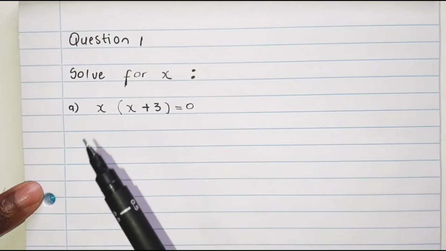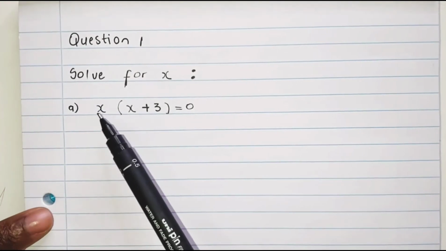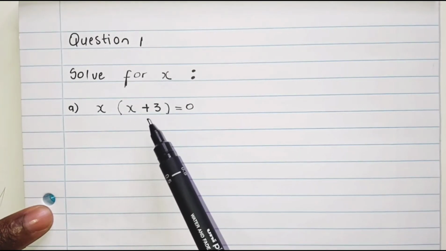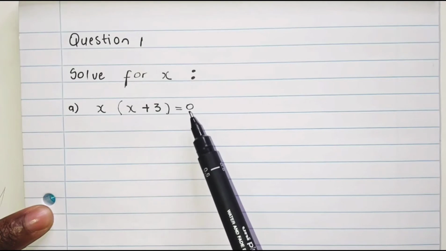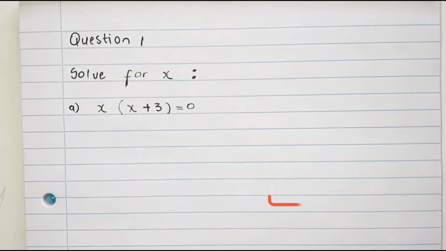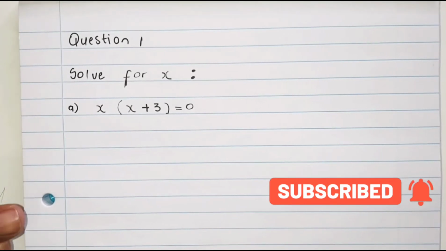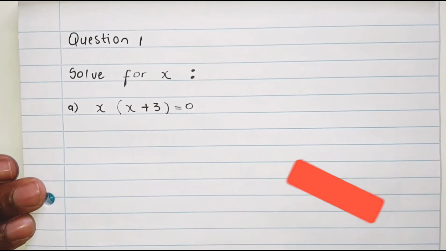So we have x, open bracket, 2x plus 3, close bracket, is equal to 0, right? So we are here to solve for x. This one is quite easy, that's why it's the first thing we're going to start with.